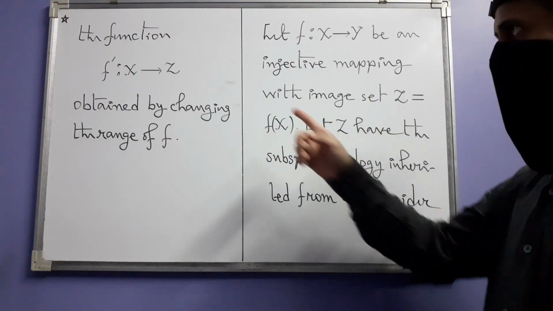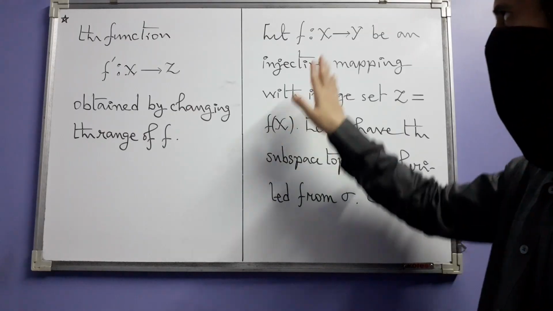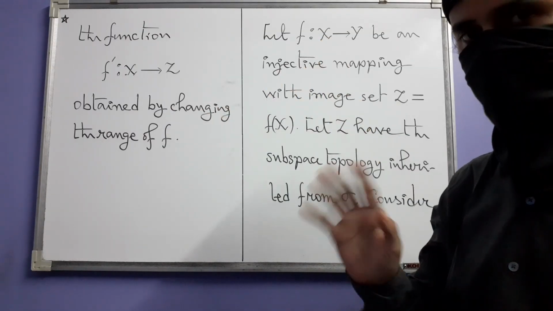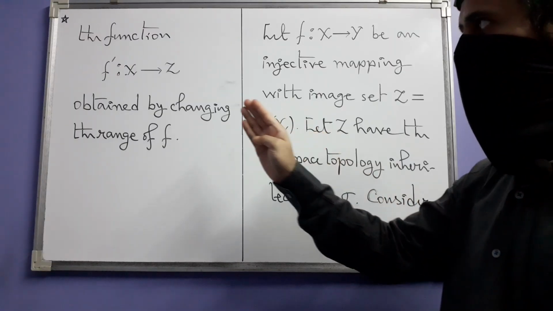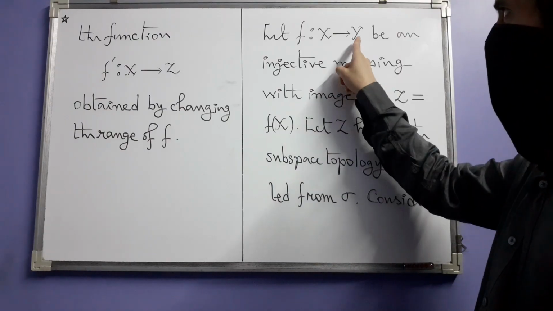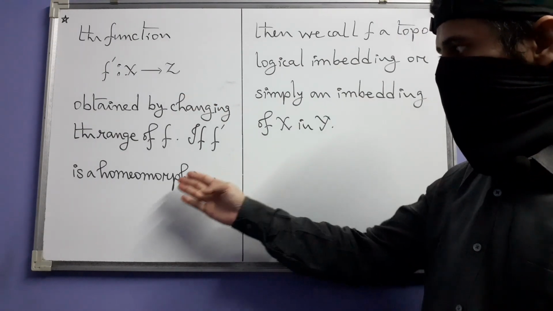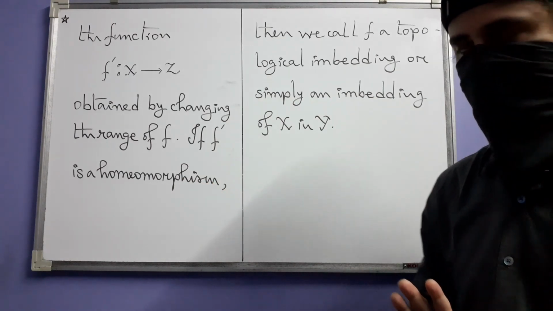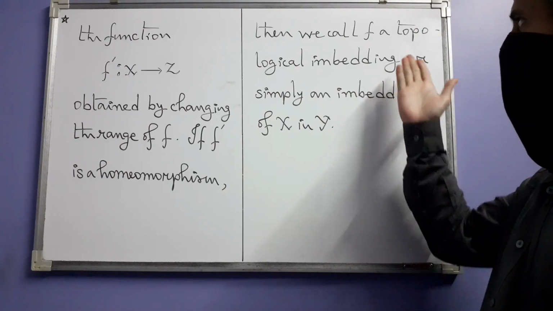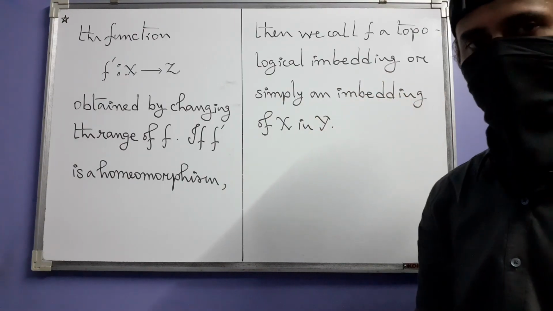Now you consider the function f prime from X into Z, which we obtain from this function by changing its range from Y into Z. We do nothing else, okay. We keep the rule for the function the same. We just change Y into Z. Now if this f prime is a homeomorphism, then we call the original function f from X into Y a topological embedding, or just an embedding of X in Y.